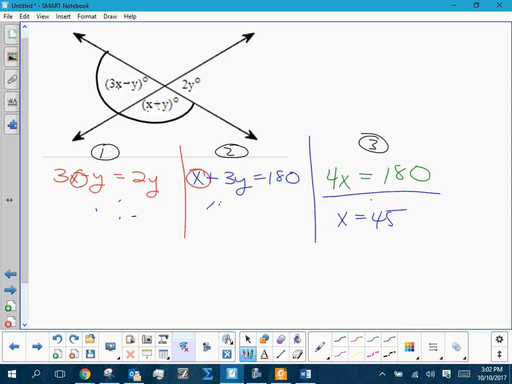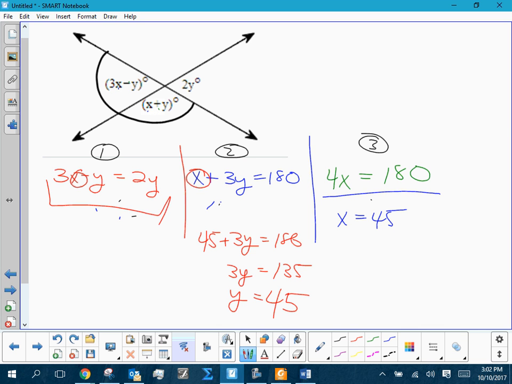It doesn't matter which equation you do this to, either the red one or the blue one. If I plug in 45 plus 3y equals 180, I get 3y is equal to 135. Okay? Now y is going to be, what, 45? X is 45, y is 45. I would have gotten the same result if I would have plugged in x to be 45 to there. Does that make sense? All right.